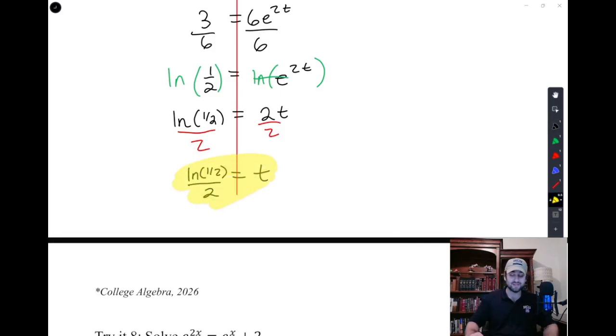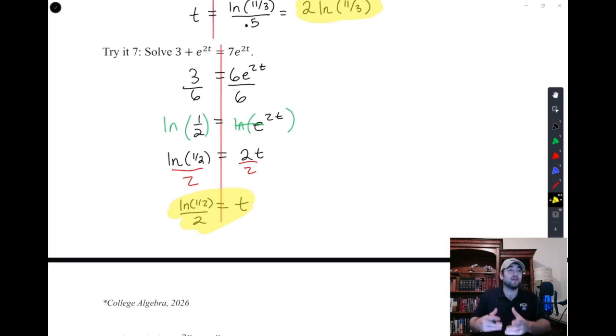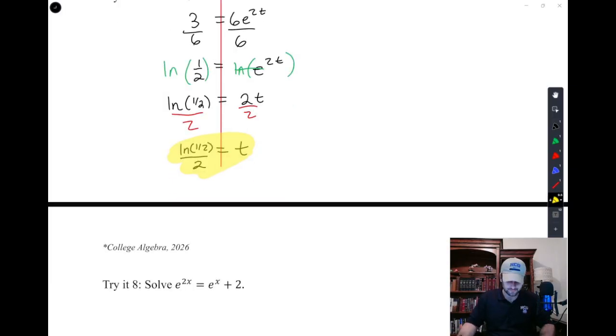And so the skill to get rid of a base is to log it with the same base. When we move to logs, it's going to be really similar. The skill to get rid of a log is going to be to base it with the same base.